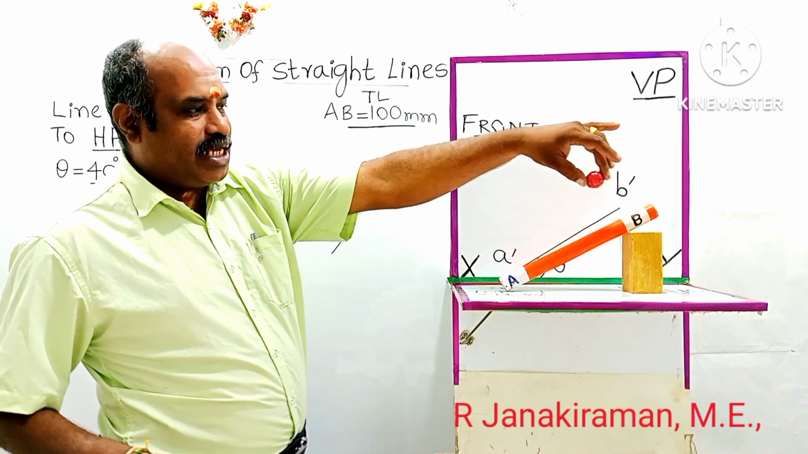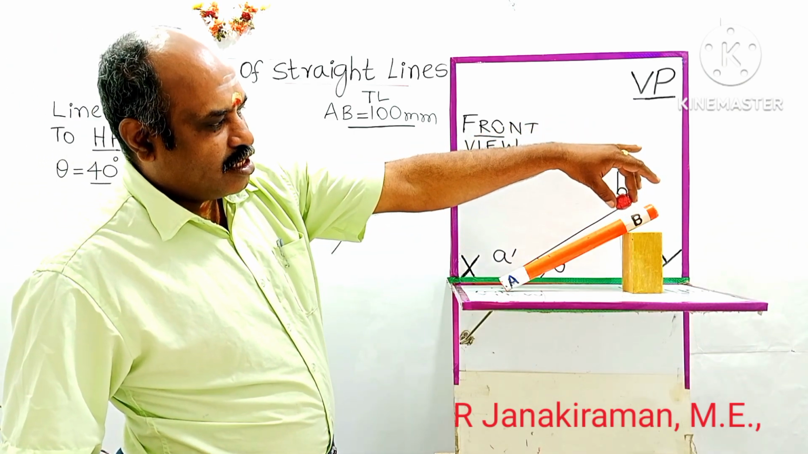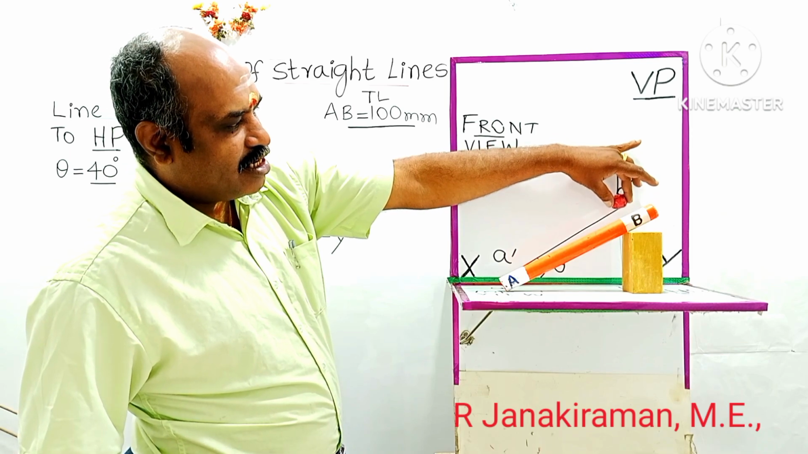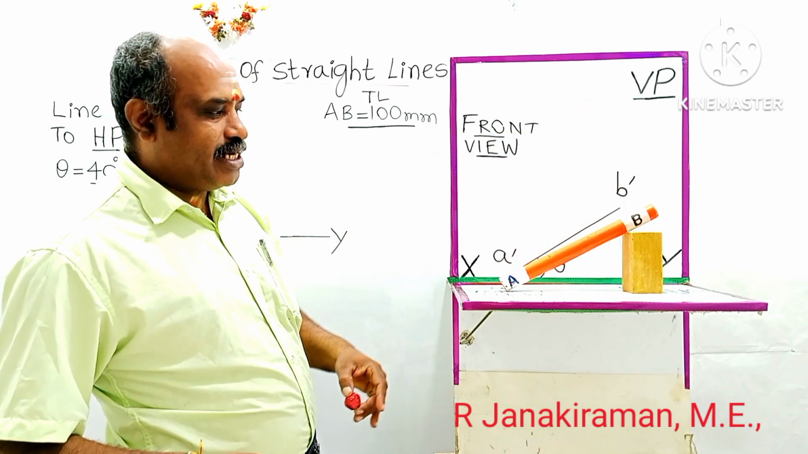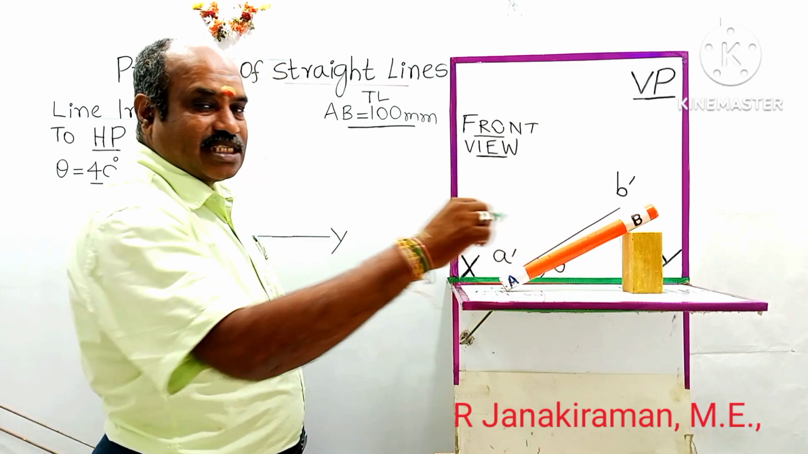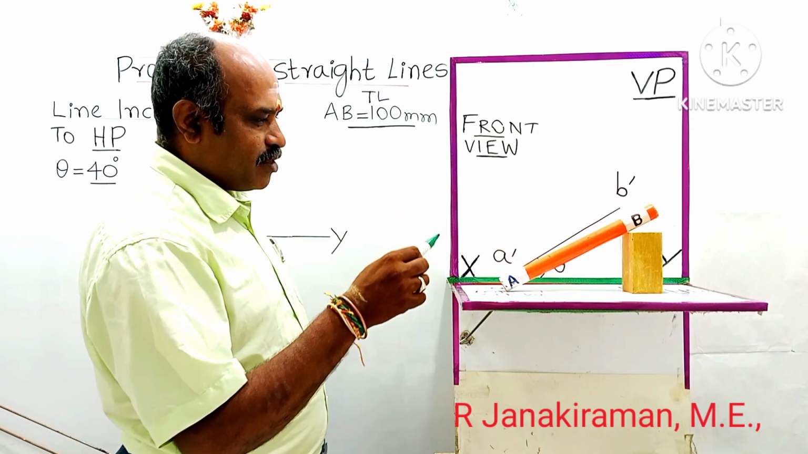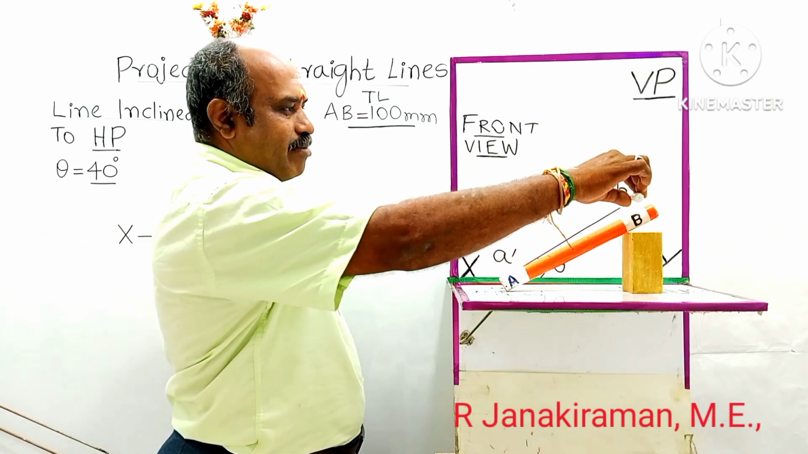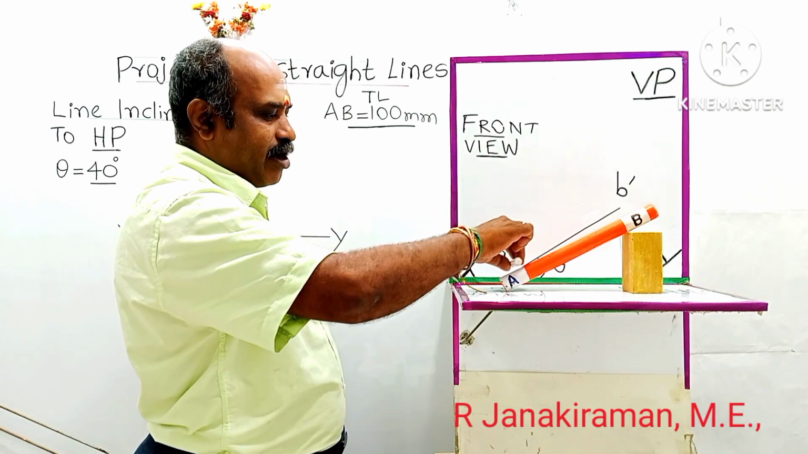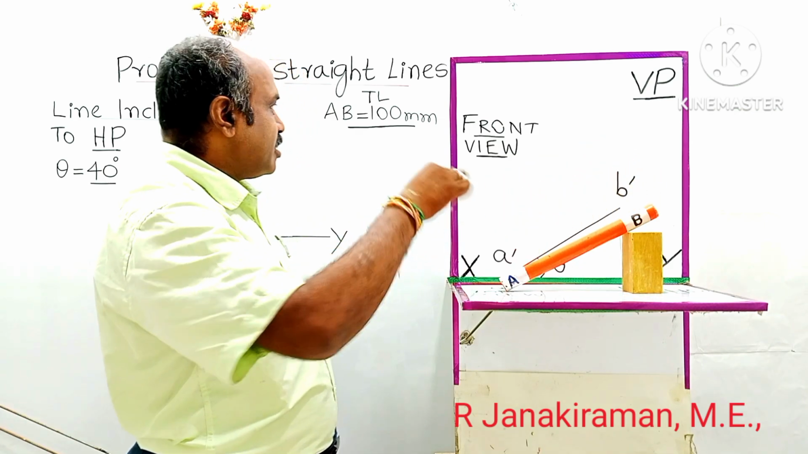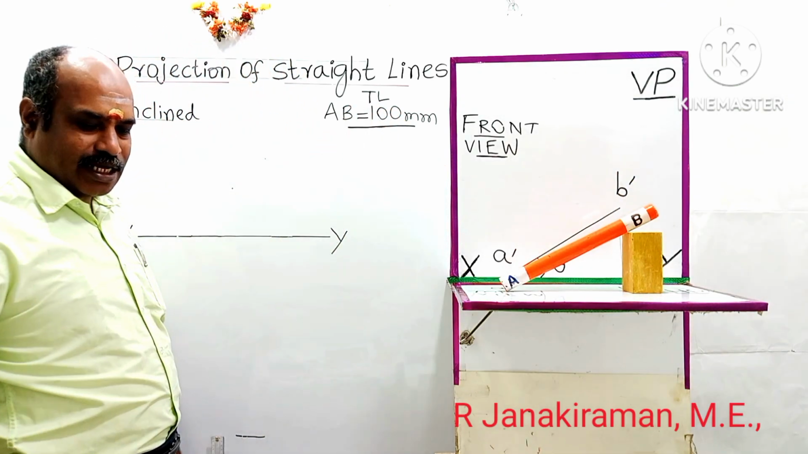Similarly, the end point B is projected on the vertical plane, goes like a ray, and is designated as B dash. So this angle, the angle of inclination with HP, is given as 40 degrees. So that is represented by theta. After projecting the end points, if you join these end points A dash and A, you get the orange colored portion, called the true length. TL stands for true length.